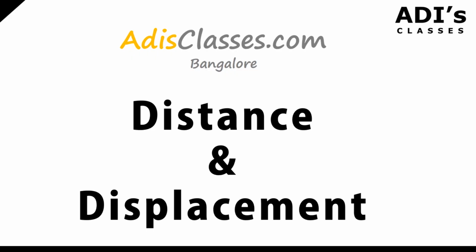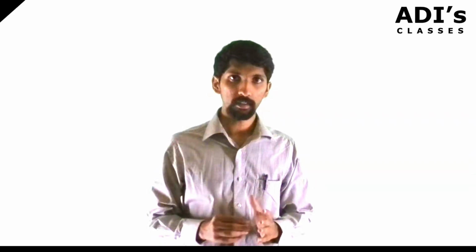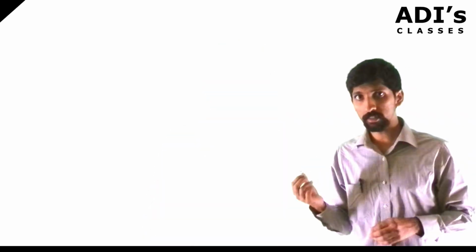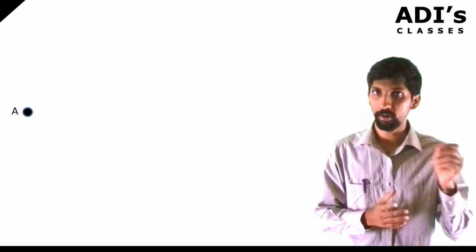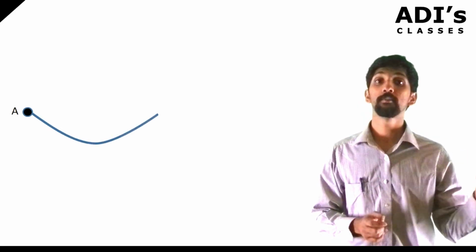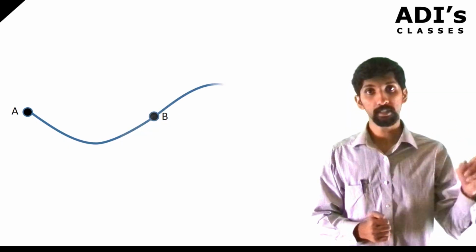Okay, so what is distance traveled and what is displacement? Here, if you consider point A to point B, so two points are there, correct? Point A to point B. Let's consider one more point C. So we have points A, B, C.